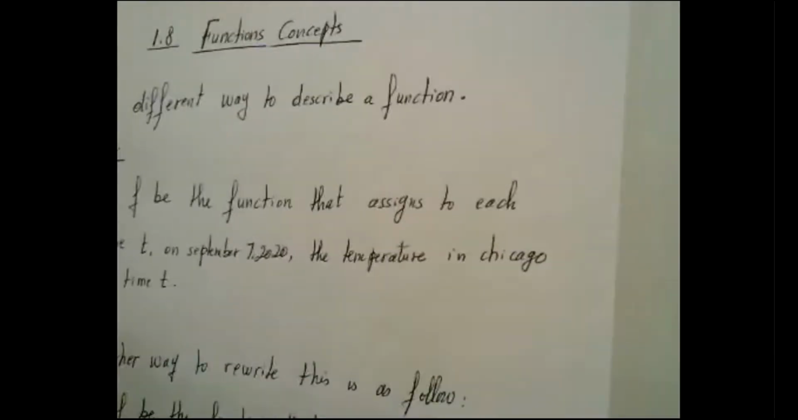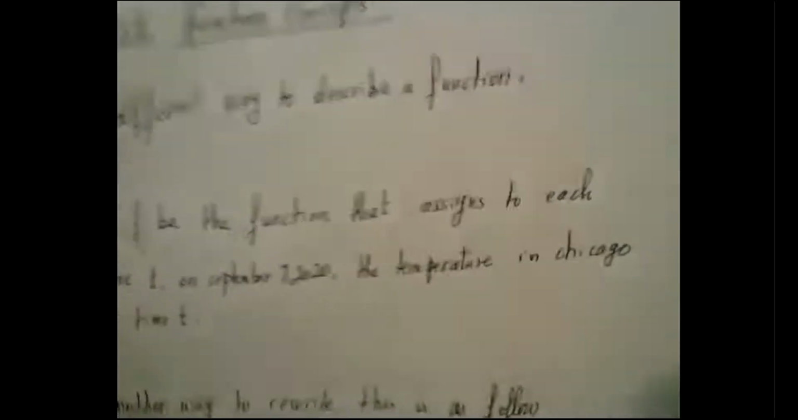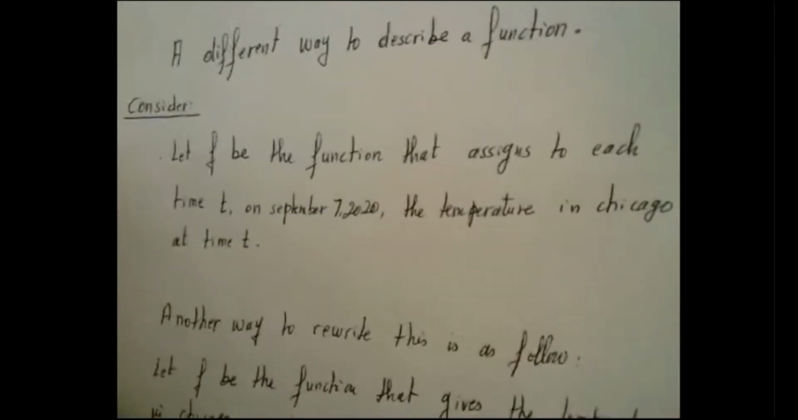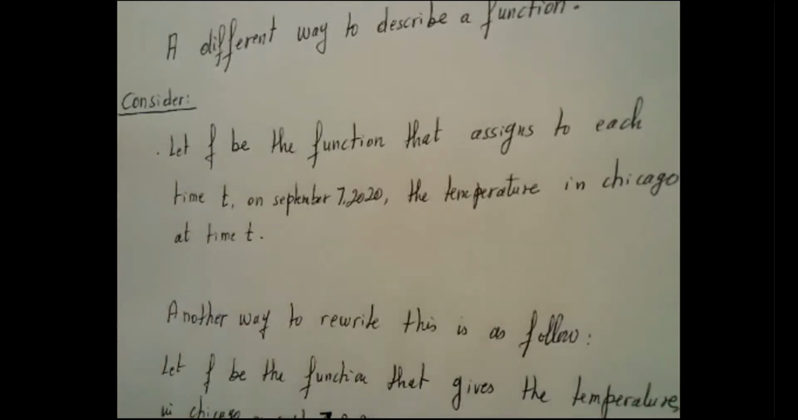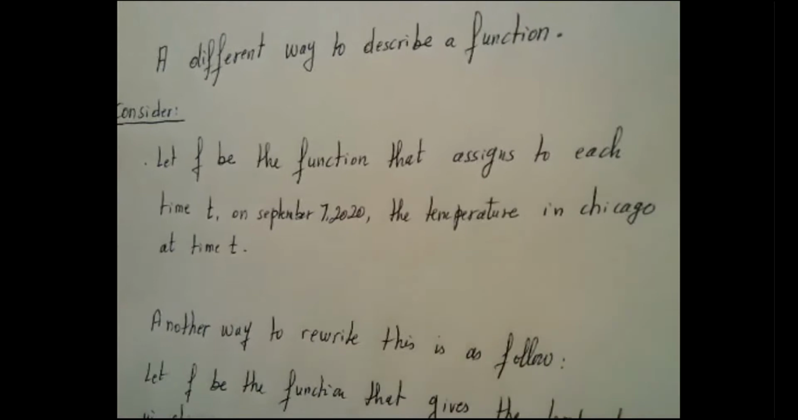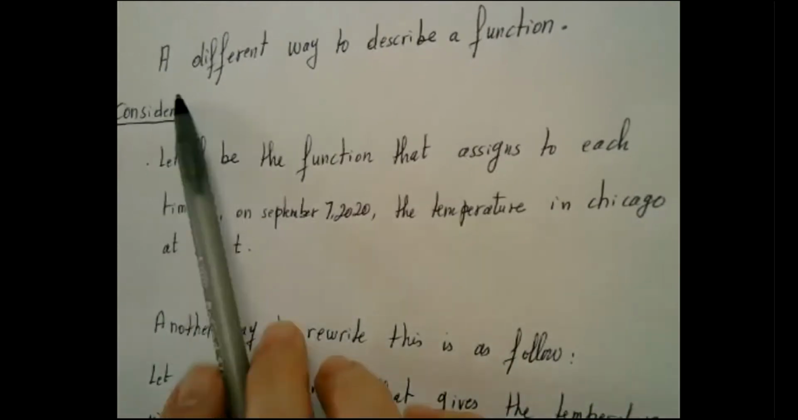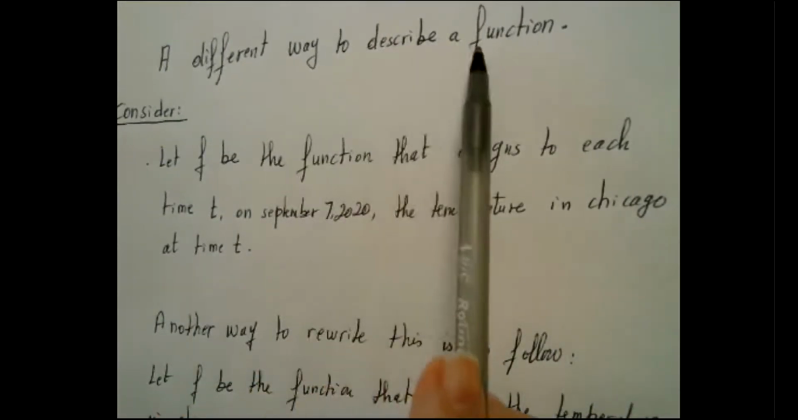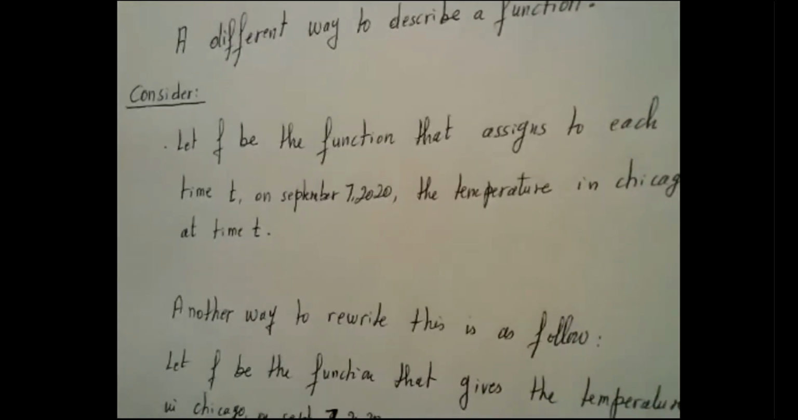So 1.8 is nothing more than another way of writing a function. Section 1.8 is called function concepts. It's actually what we've been doing, but sometimes people write a function in a slightly different way. So that's a different way. I will keep this for a while here. A different way to describe a function. So I'll just elaborate by an example.